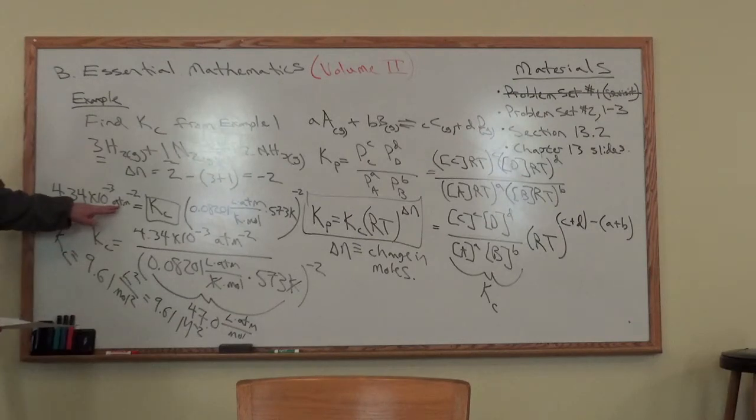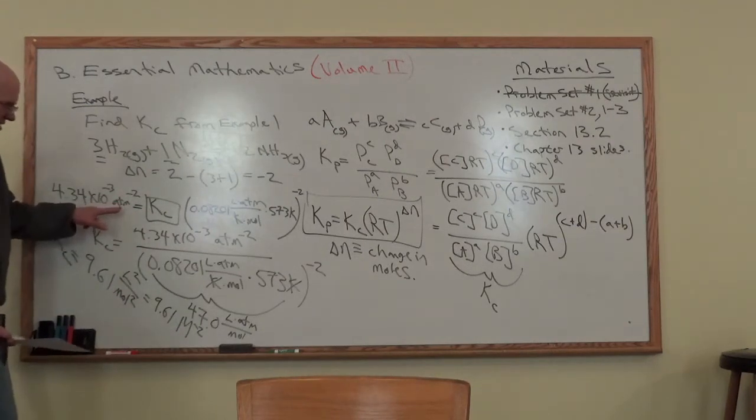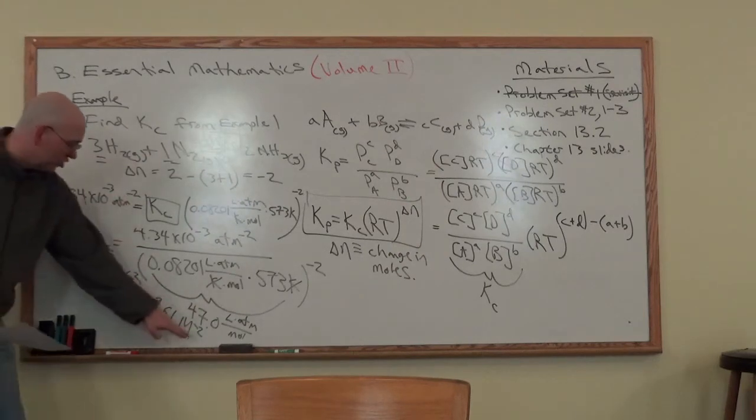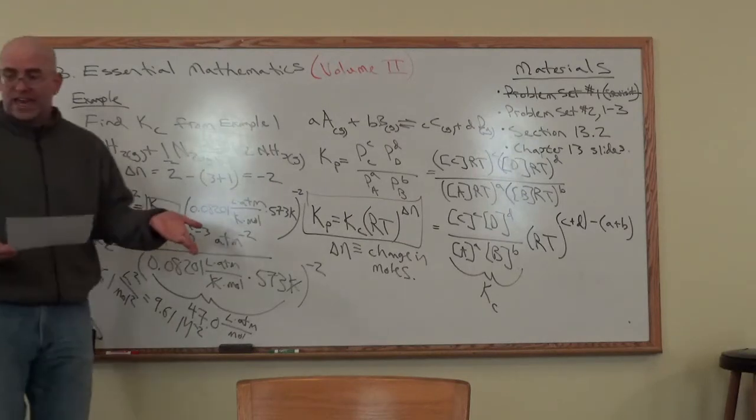Because the Kp has units of atmospheres to the -2, Kc should be concentration units to the -2, so that those exponents match up. So see if you can do that math and regenerate this answer. Okay, so that's going from a Kp to a Kc.